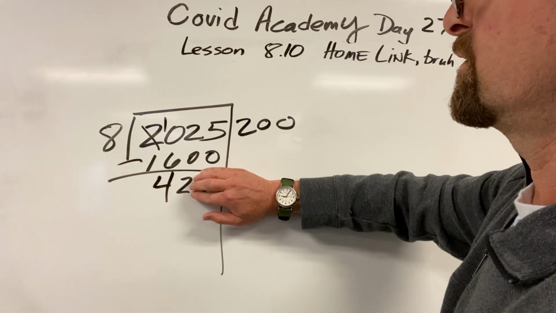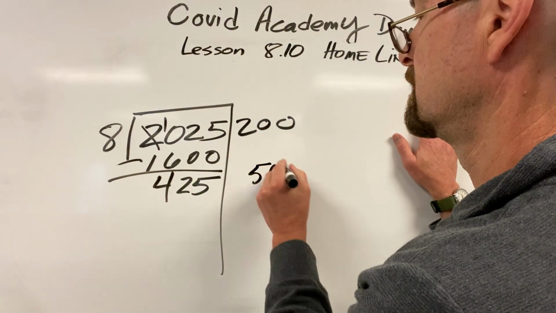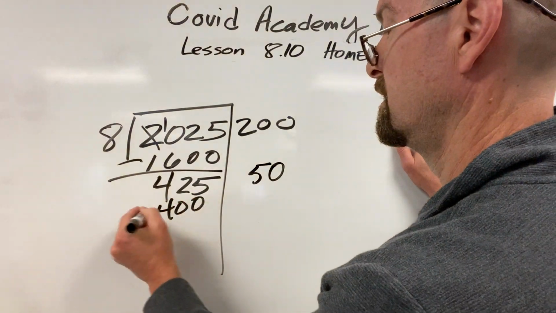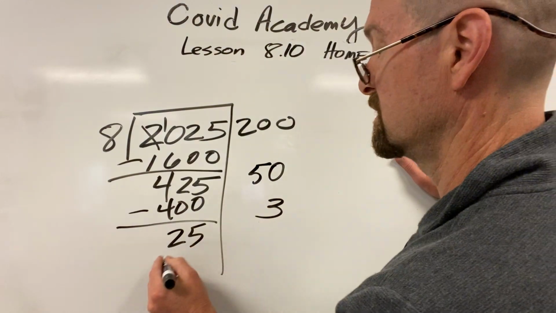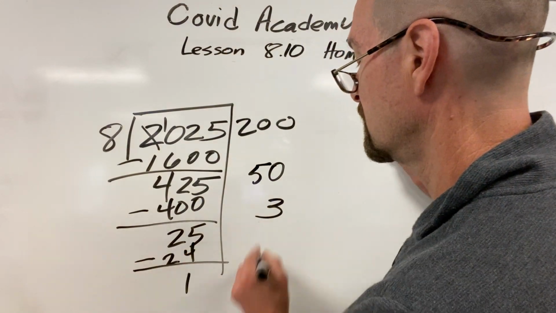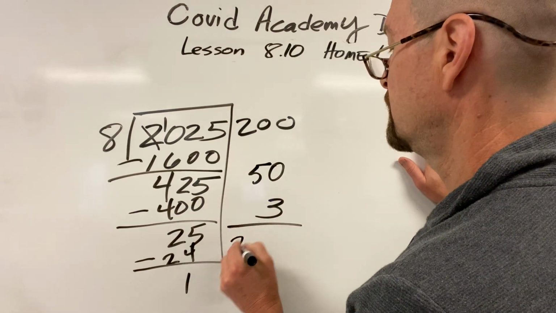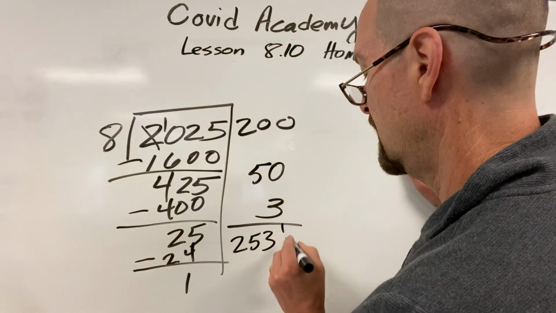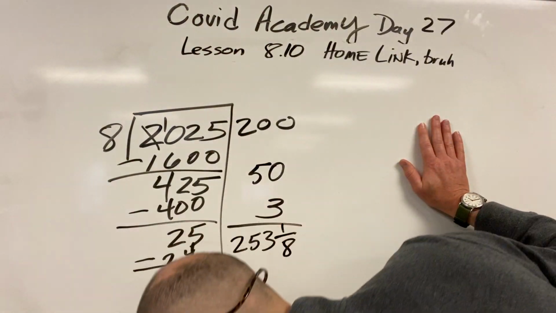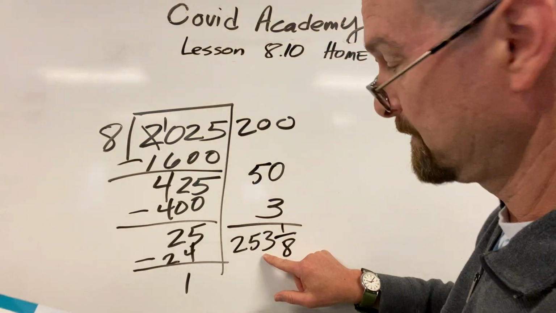How many 8s fit into 40? That's 5 of them, so 50. That's going to be 400. That's not going to come out evenly because 3 times 8 is 24. That's going to leave 1 cute little ounce all by itself. 253 and 1/8 is about how many cups?